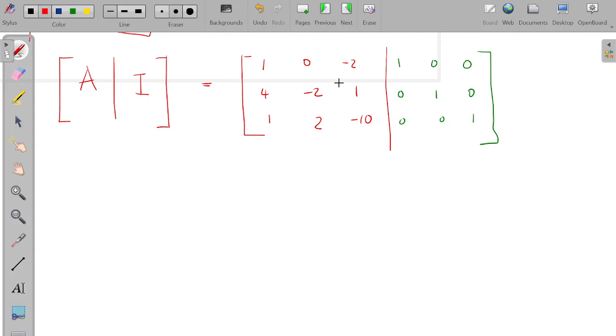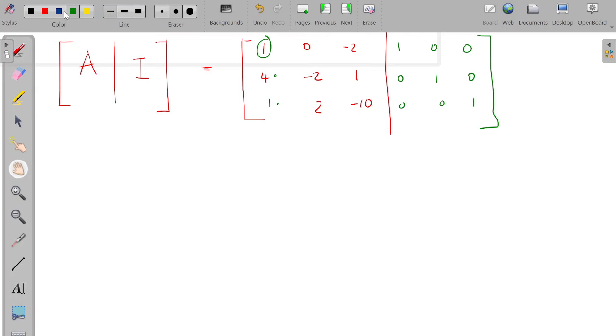Now we need to reduce this to an identity matrix by performing row operations on it. As soon as we are able to get the identity on this side, whatever is on the other side is the inverse. So let's go. First, let's check this. This is already 1, so there's nothing to do there. The next thing is to make this 0, to make that 0. Let's see the operation to perform.